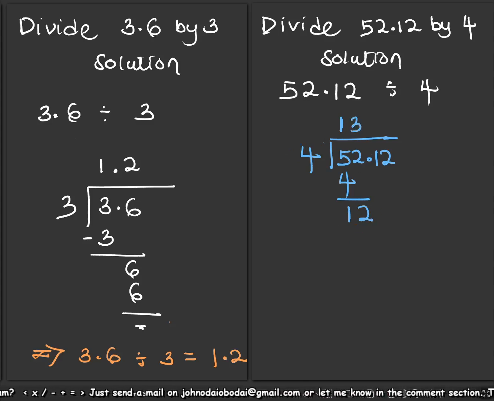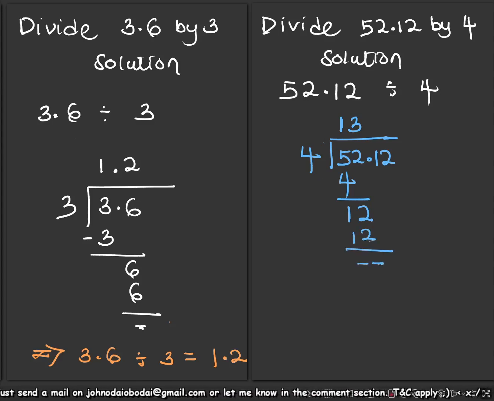So we put the 3 up here, and then 4 times 3 gives us a 12. There is nothing left. Then we go to our next digit. Now before we go to our next digit, we are right at where the decimal point is. So we just take it up. You get it? And at this point, we can now bring our 1.